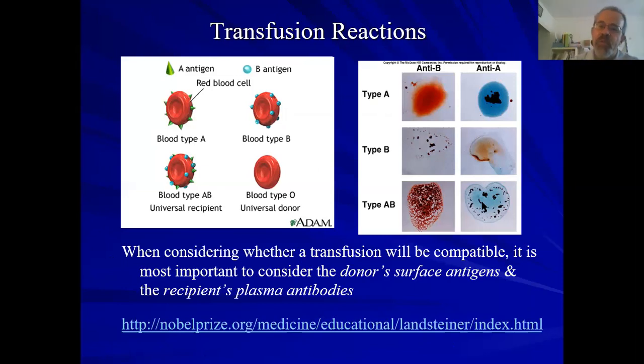And this is what happens when you have a transfusion reaction. Say, for example, you try to donate to someone who's type A who happens to have anti-B antibodies, you're going to get clumping. If you're type AB and you try donating to someone who's type B, who has anti-A antibodies, it's going to clump as well.